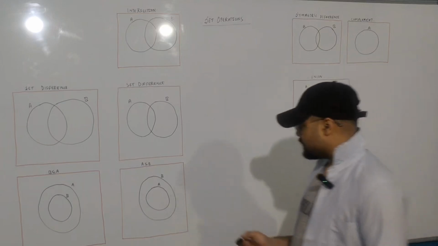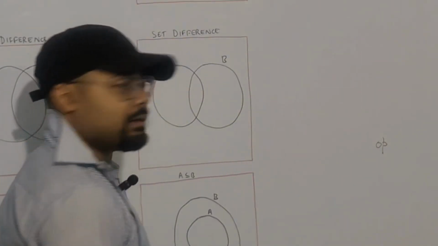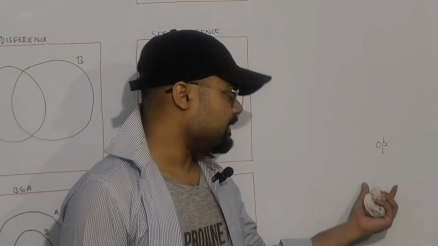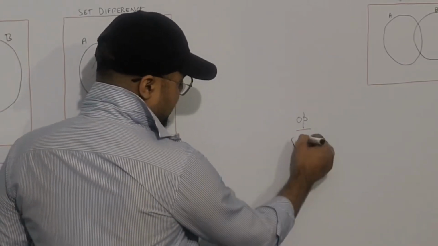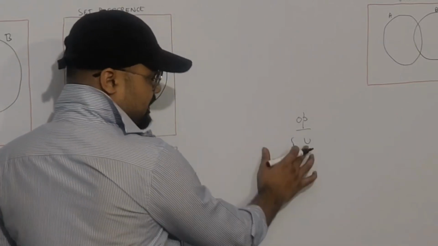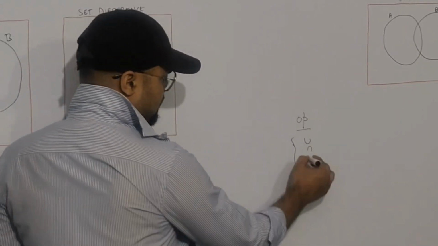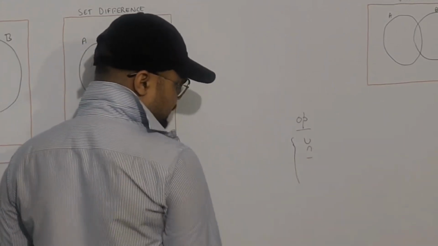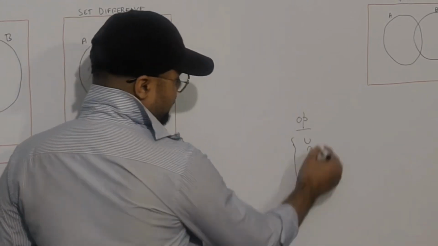So you can think of it in this manner. Op is the operator that can either be union or intersection or set difference or symmetric difference. This is the symbol for union. This is the symbol for intersection. This is the symbol for set difference. This is the symbol for symmetric difference.